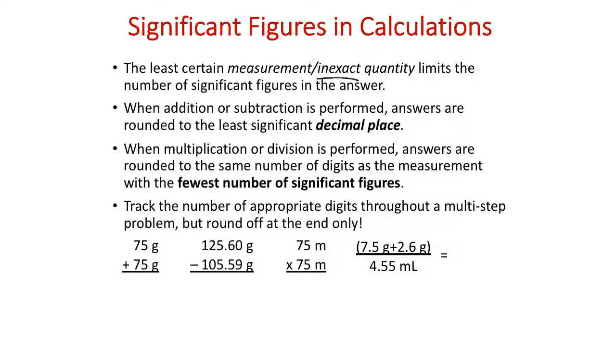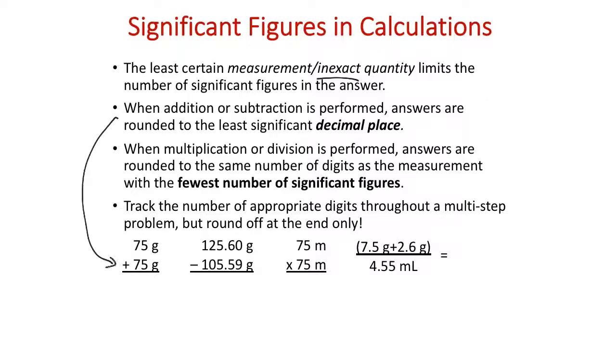So when adding and subtracting, whenever we do those types of math steps, what we need to do is look at the decimal places. We'll do a couple examples here today so we can see what that means. We're going to look at the decimal place that's higher in quantity and round the result to that particular placeholder. Okay, so let's do an example of that right now.